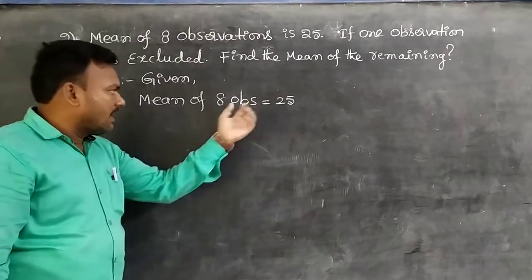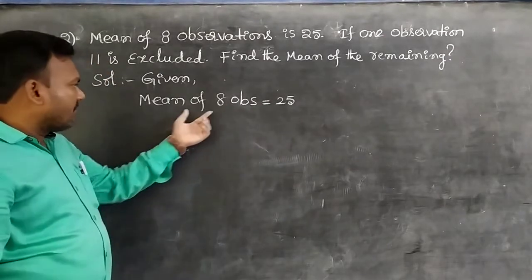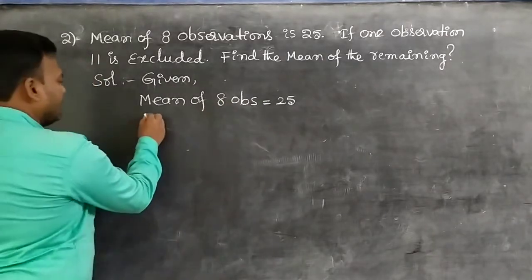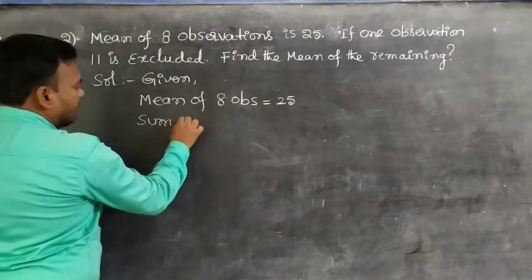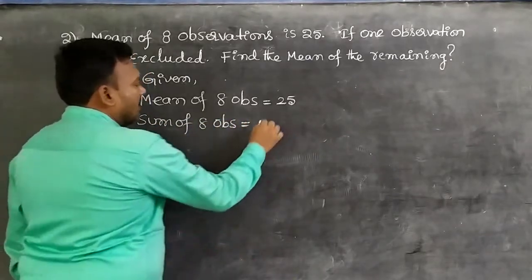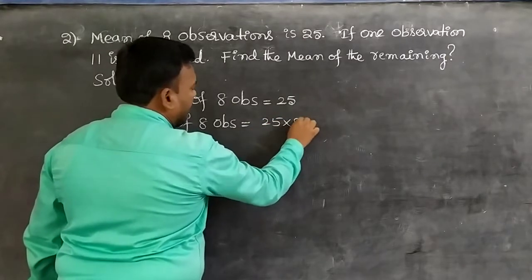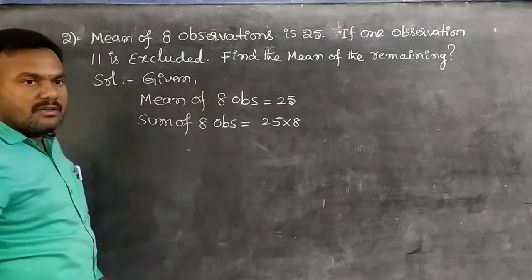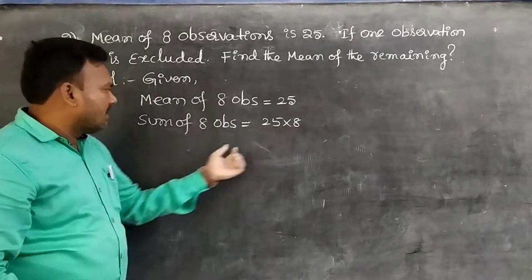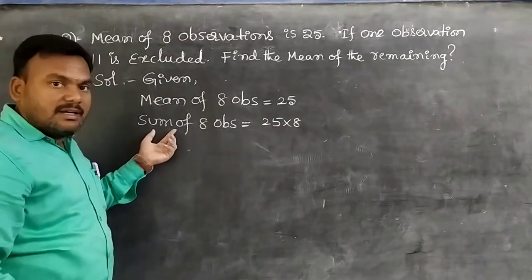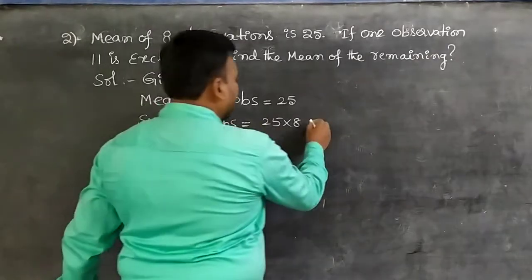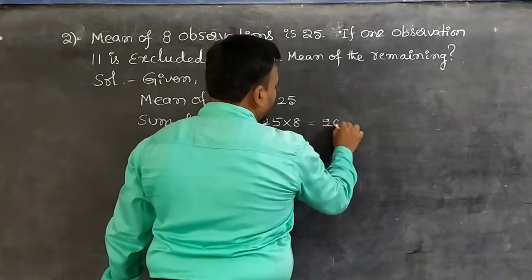Then we take directly: sum of 8 observations equals 25 into 8. Observe carefully here. The value 8 is transferred outside, and you get the same formula. Sum of 8 observations by 8 equals 25, so sum of 8 observations equals 25 into 8, which implies 200.